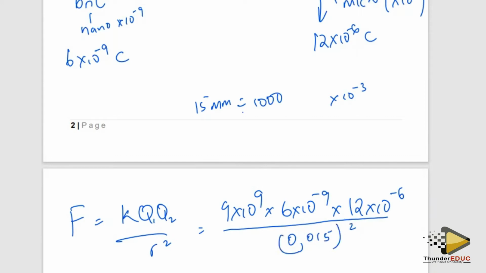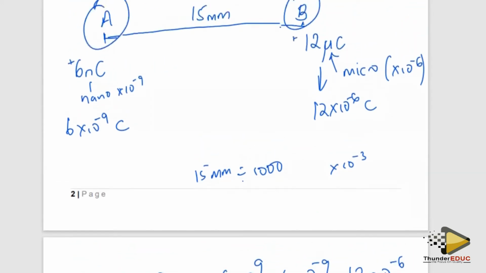Then I'll square that. Okay, so when I put that into the calculator, times 2 to the negative 6, and then I'm dividing by 0.015 squared. That becomes just 4.13 joules. Okay, so that is the force that is existing between the two.